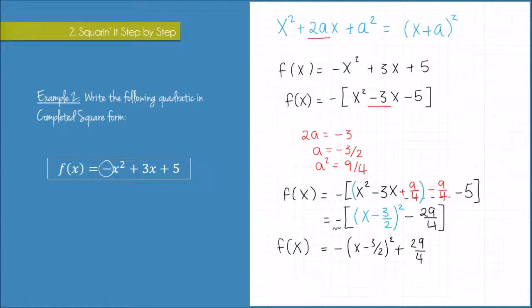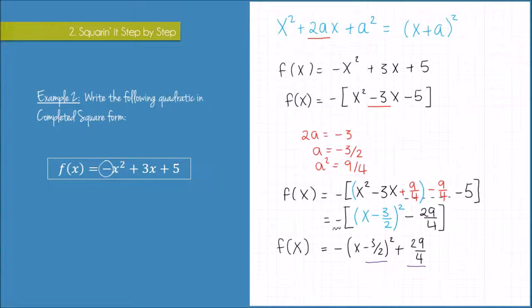And that minus tells us that it's an n-shaped graph. And we can read the coordinates of the turning point. So plus 3 over 2 is going to be the x coordinate of the turning point, and 29 over 4 is the y coordinate.